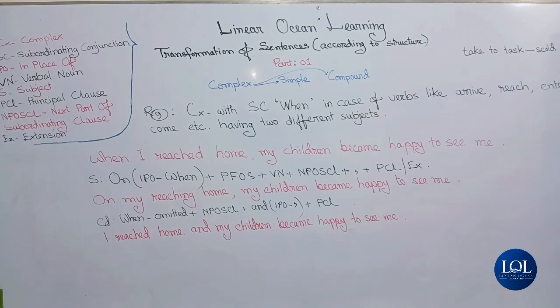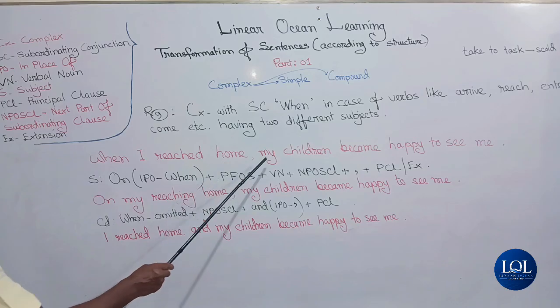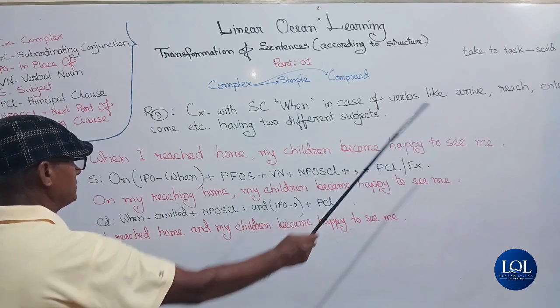Now let me give another example, but from a different perspective. In the previous instance, the subject of the subordinating clause was an impersonified subject, my mutton chop. But when there is a personified subject, the structure will be somewhat different. Now let us look at the example. When I reached home, my children became happy to see me.